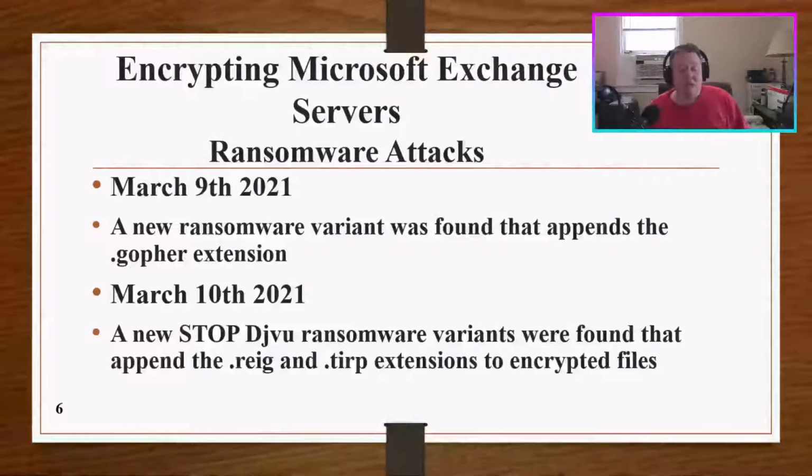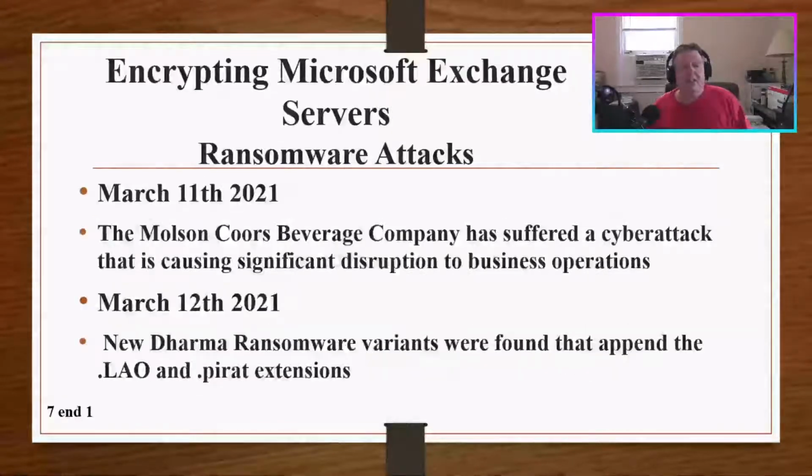March 10th, 2021. New STOP DJVU ransomware variants were found that append the .reig and the .tirp extensions to encrypted files. And March 11th, 2021, the Molson Coors Beverage Company suffered a cyber attack that is causing significant disruption to business operations. And March 12th, 2021, new Dharma ransomware variants were found that append the .lao and .pirat extensions.